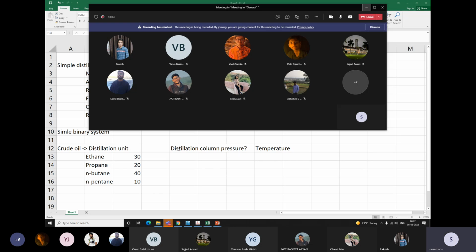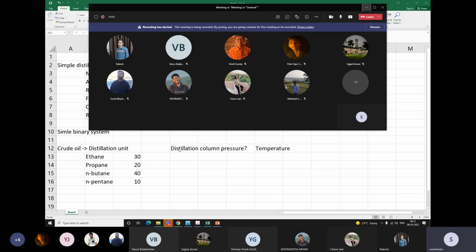Rakesh? Yes, sir. Distillation process is used for separating liquids. So can we operate at atmospheric pressure? Sir, I think yes. No. So we cannot operate this at atmospheric pressure.